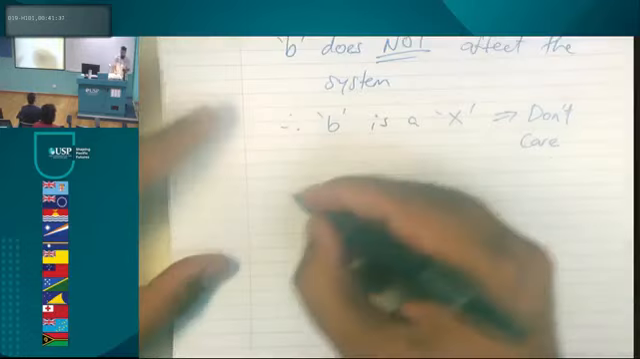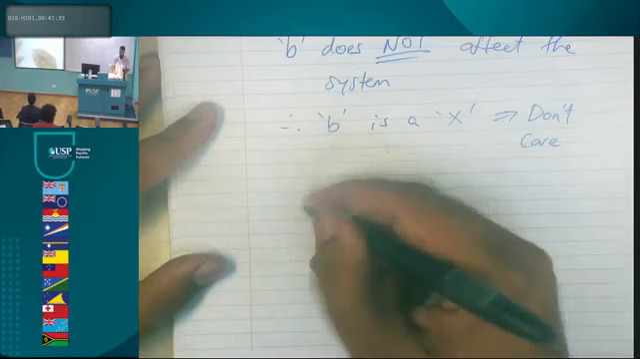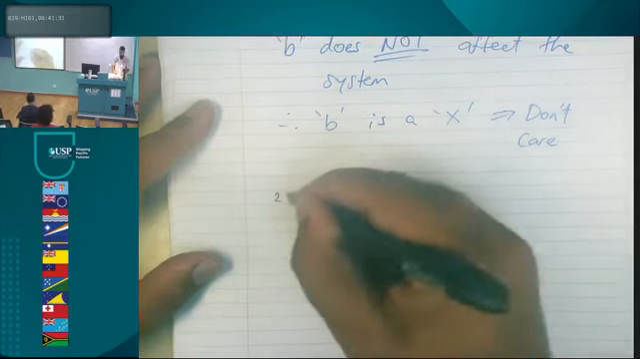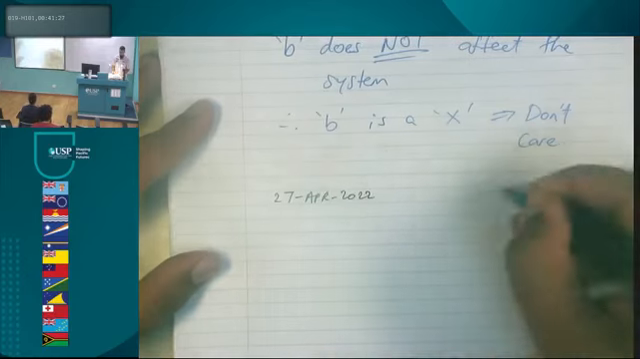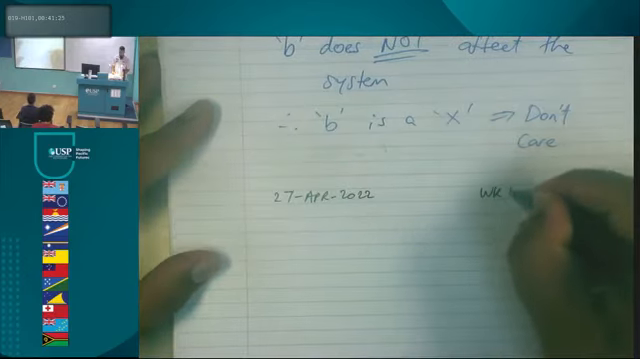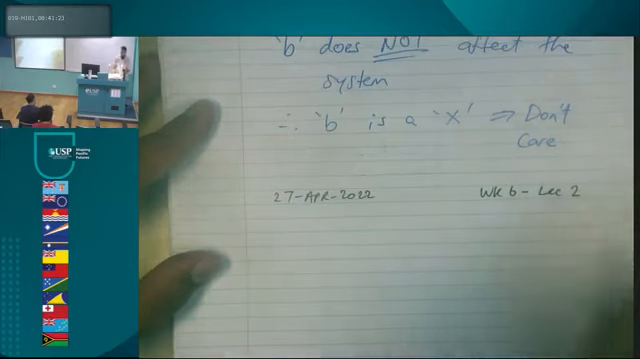Right, so today's date is, what is today's date, guys? 27th April. And this is week 6, lecture 2.